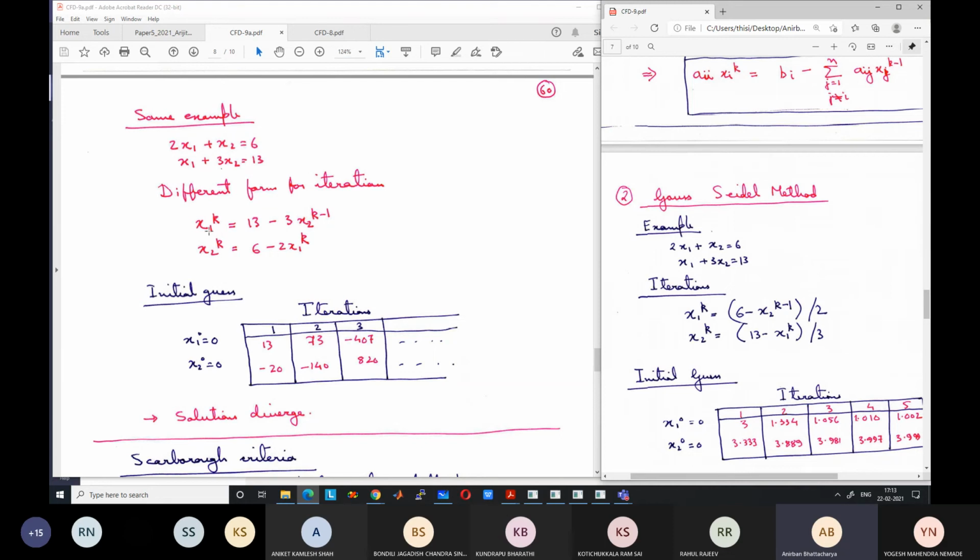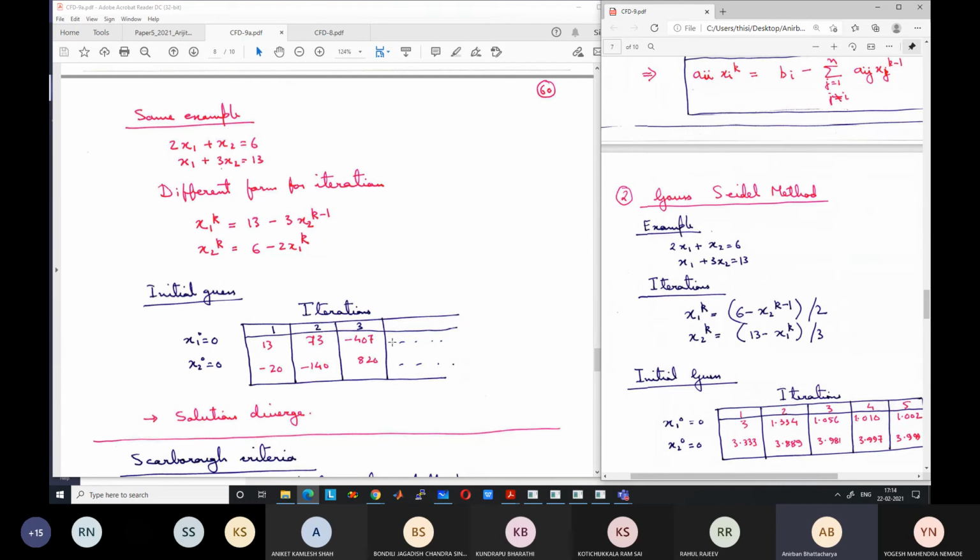Now for the next iteration, I will use 13 minus 3 into minus 20. So 13 plus 60, so 73. Now for x2, 6 minus 2 into 73, so minus 140. You can see that we are going very wrong here. Our values are drastically increasing. It seems like there is no hope of going towards the correct solution. For the next iteration, it will be minus 407 and 820. So the solution will blow up. Blowing up means that it will diverge.